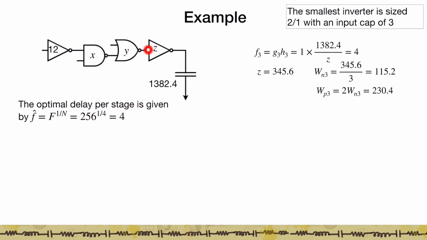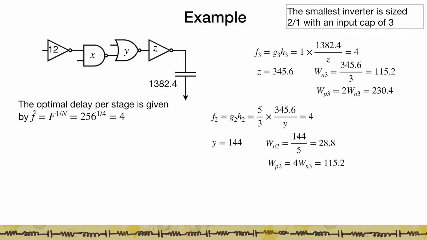Remember that once we know Z, Z is the input capacitance at this node, and we know that in an inverter the input goes to a PMOS and an NMOS, with a PMOS that is twice the size of the NMOS. So once we know the ratio of the PMOS and the NMOS, which is 2 to 1, I can calculate the width of the NMOS to be 1/3 of Z, which is 115.2, and the width of the PMOS to be twice that of the NMOS, which is 230. So this is the largest inverter in the path, with a PMOS width of 230 and an NMOS width of 115.